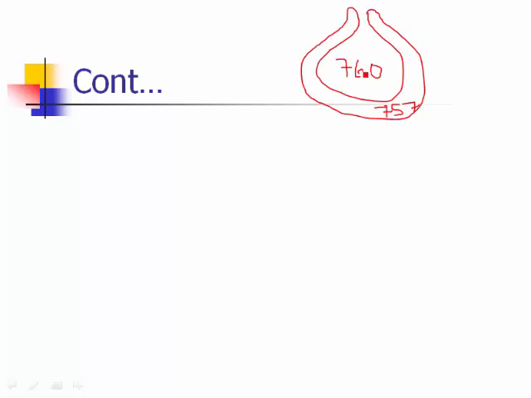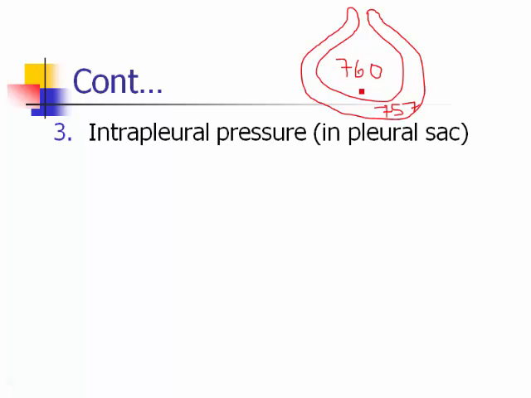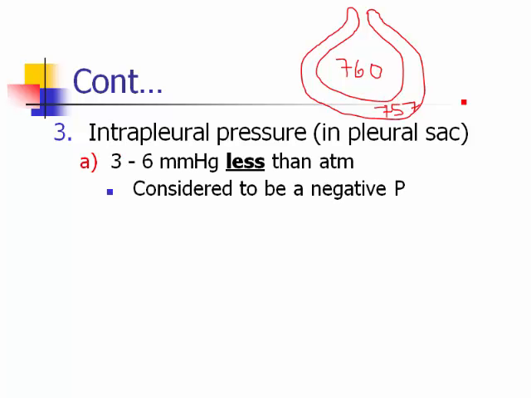Okay, next we have my awful drawing here of the alveolus with 760, and the next pressure, which is the intrapleural pressure, is always 3 to 6 millimeters less than the atmospheric pressure. So I wrote here 757. Remember this space, the sac going around, is called the pleura. It's considered to be a negative pressure, but it's really not, right? The number is 757, which is a very positive number. It's a big number, but it's less than the atmospheric pressure.